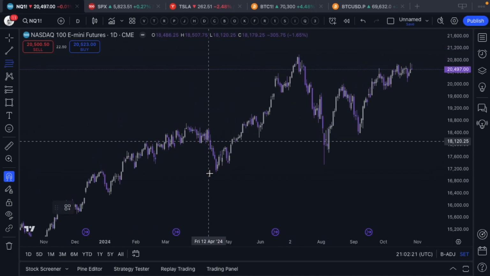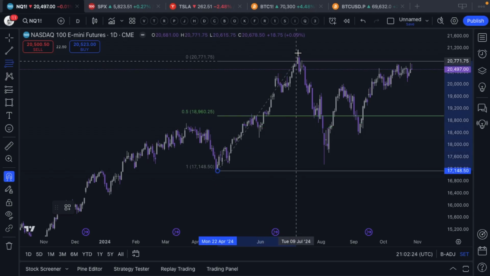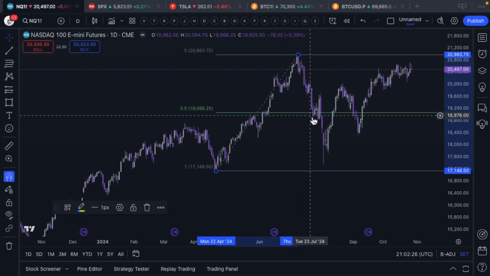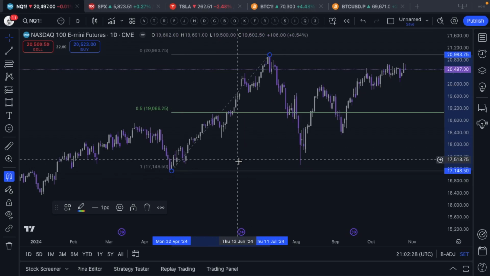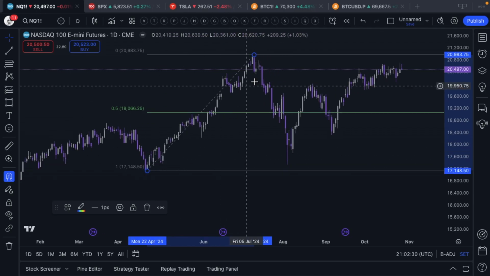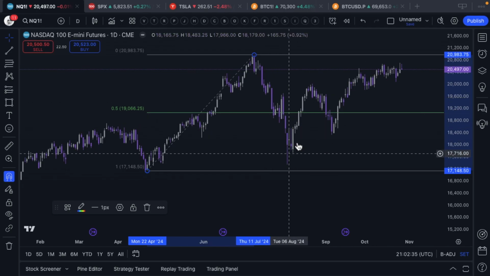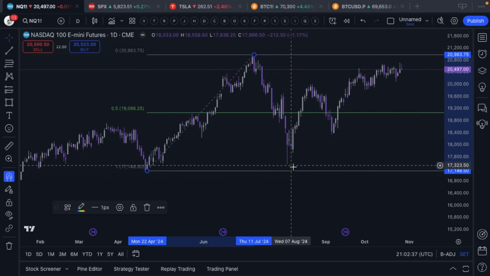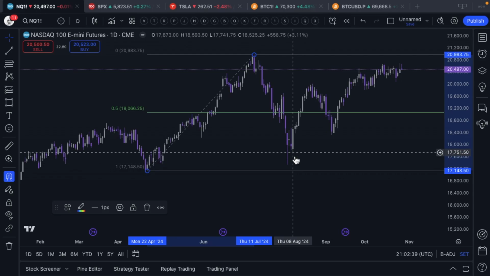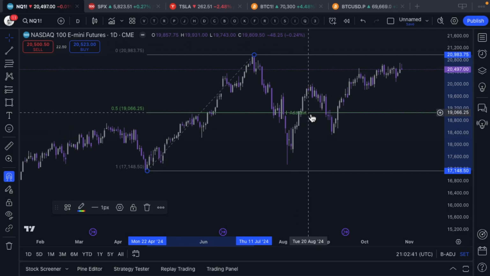So again, you do them from the swing low to the swing high, or the swing high to the swing low, depending on market structure. In this case, we're in bullish market structure, so we're going to take it from the low to the high. And then once price gets into this zone, we can be comfortably, I should say, looking for long positions.